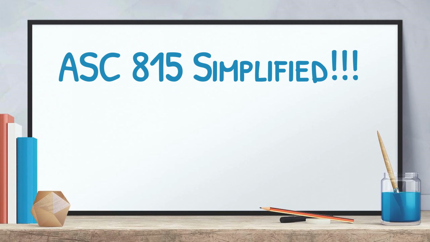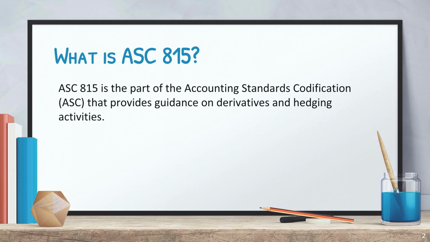Today we're diving into ASC 815, the accounting standard that deals with derivatives and hedging. Now, if you've ever heard the word derivative and immediately thought, I have no clue what that means, don't worry, you're not alone. I'm here to break it down in super simple terms, and I'll even throw in some real-world examples to help you understand it better. So let's get started. Alright, so what is ASC 815 all about?